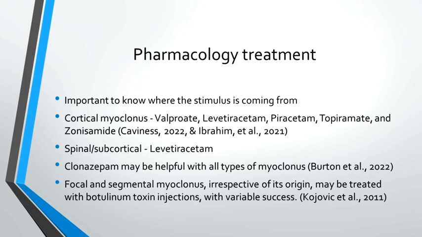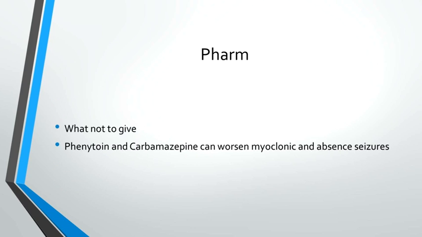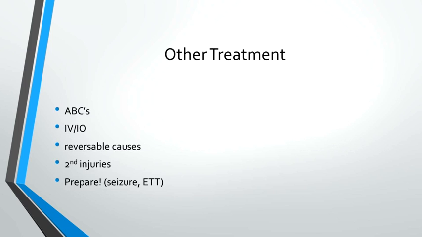There are actually injections with Botox that have had variable success depending on the patient. Again, this is not to stop the seizures ongoing, but to stop more of a Parkinsonian type of ongoing seizure activity that becomes detrimental to their daily activities. Again, we want to make sure it's beneficial to know where it's coming from, because one drug may be beneficial in other cases, but specifically with myoclonic seizures, we want to avoid phenytoin and carbamazepine, as these can worsen the myoclonic seizures or absence seizures and instigate full-on epilepsy or tonic-clonic seizures again.